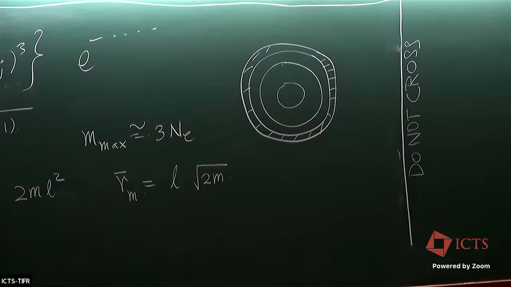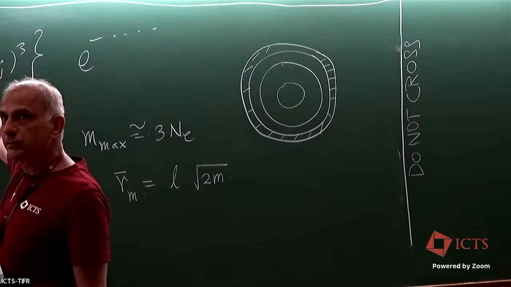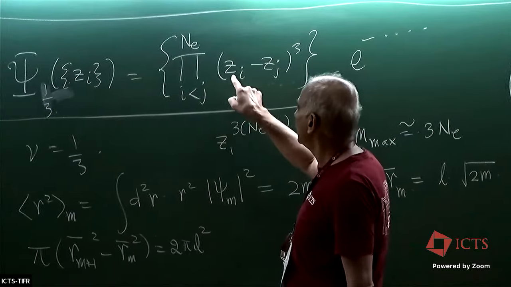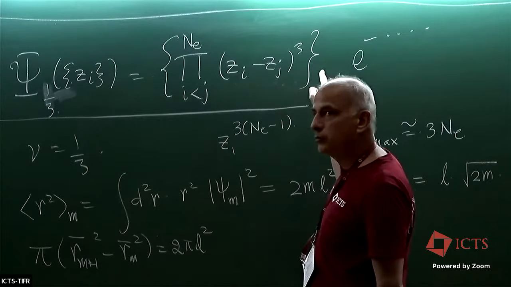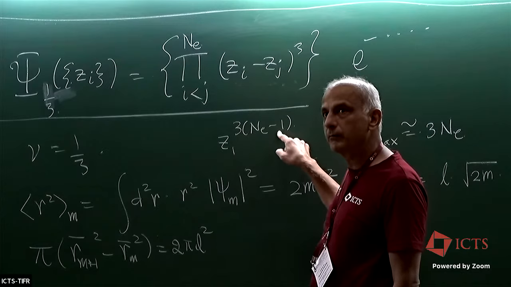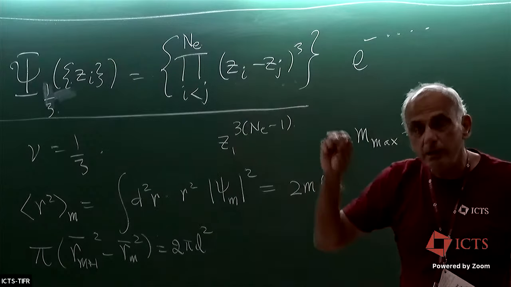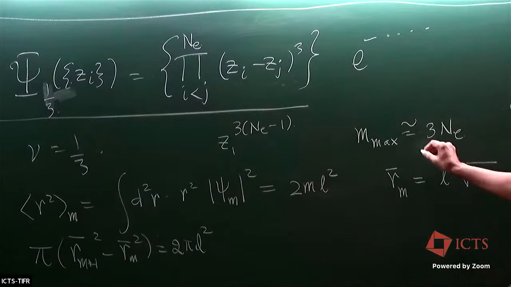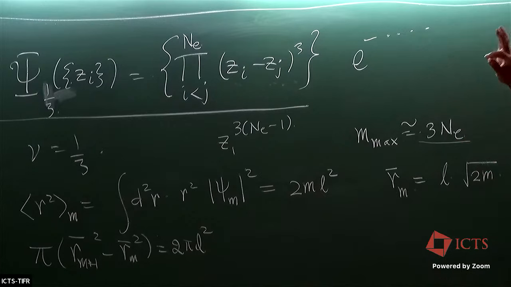I didn't follow where this M max came from. Okay, this is my wave function, and there are N_e electrons. What is the maximum power of any particular Z, say Z1? There's a Z1 minus Z2 cubed, Z1 minus Z3 cubed, and there are N_e minus 1 such terms. So the maximum power is 3 times (N_e minus 1), and that will be true for any Z; Z1, Z2, Z3 are all the same. Therefore, this is the maximum orbit that is occupied. You can think of this as a droplet with an edge. Beyond that maximum value of M, there's nothing; there are no electrons.